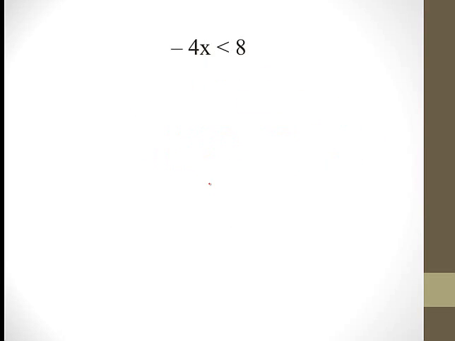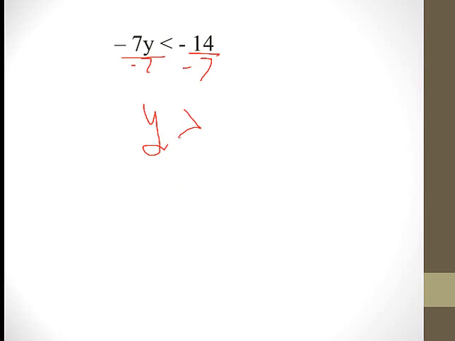All right, hit pause and try this one. All right, I'm going to divide both sides by -4. Flip your inequality. 8 divided by -4 is -2. How'd you do? Okay, let's try one more. Divide both sides by -7, and y is greater than 2.